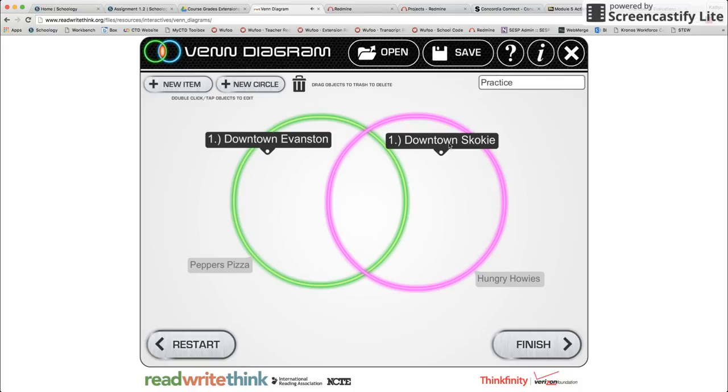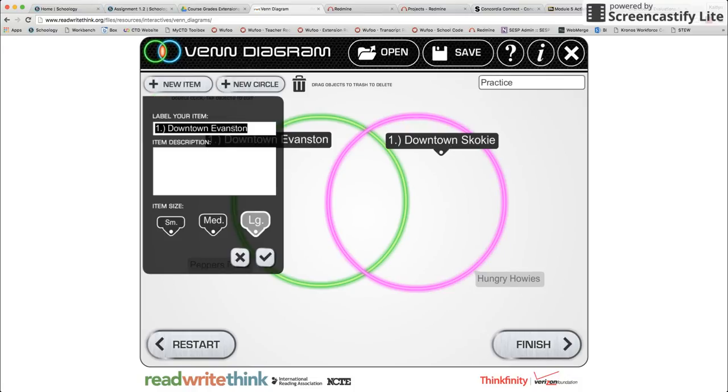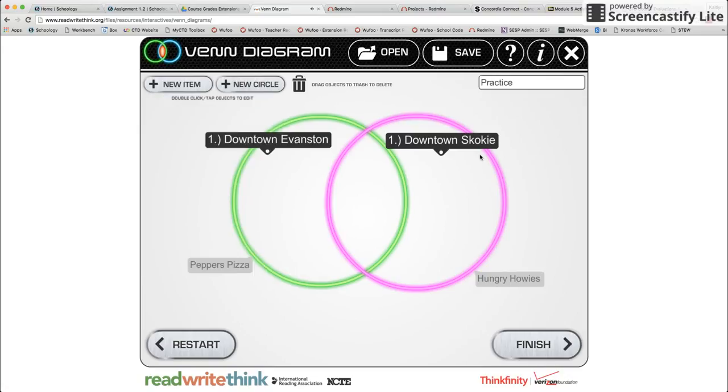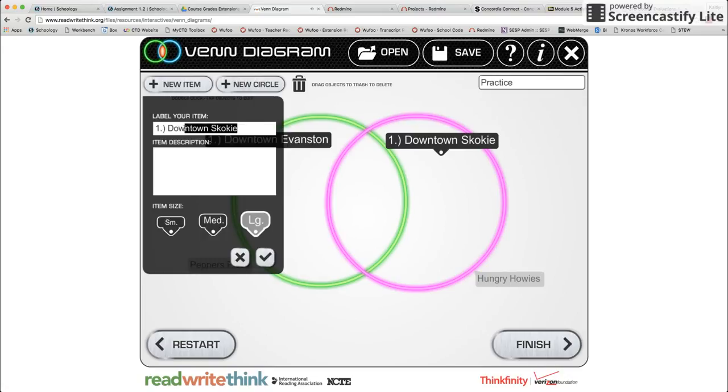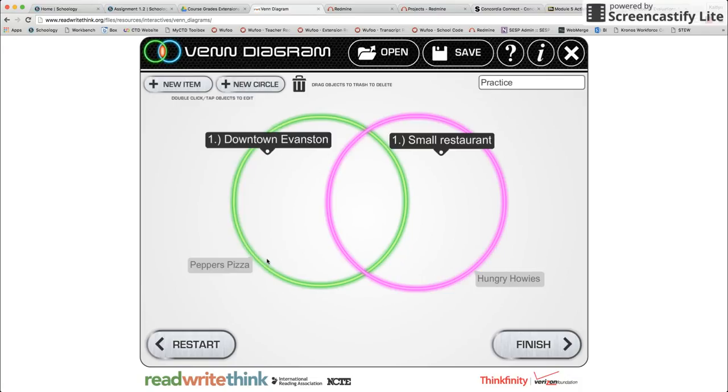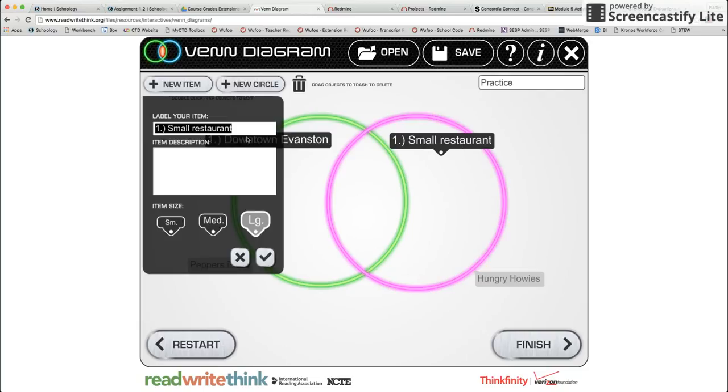Okay, so a non-example of this would be if for number 1, I talked about the location, and then I compared that to the size of the shop. So I would say small restaurant. Okay. This is a non-example because I'm comparing the location to the size, and those you can't really compare. Okay, so I'm going to change this back to downtown Skokie.